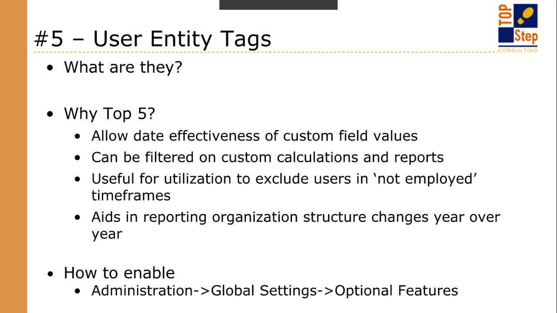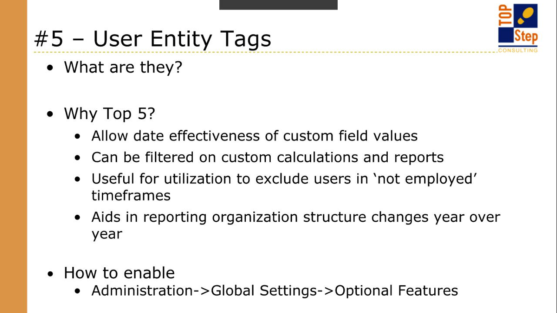So why is that in our top five? Well, it allows this date effectiveness of custom field values, and what that means is that you can then report on people's department in this example, or whatever field it is that you're using for an entity tag, based on that date. So if you run a report, in my previous example, from January through July, you're going to see this user in Department A in January through May, and then in June and July, they will have moved to another department and they'll show up in that other department for those dates automatically.